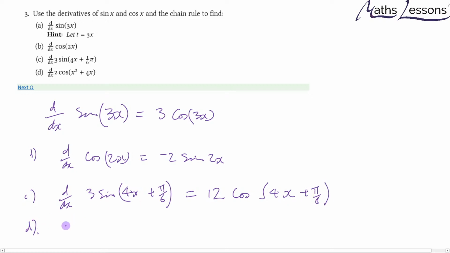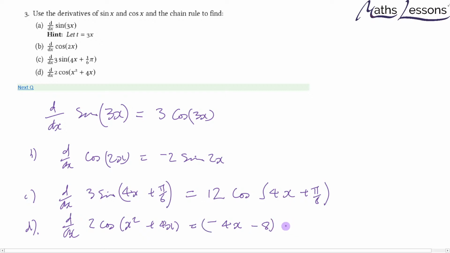D, we've got d dx of 2 cos of x squared plus 4x. So differentiate the inside, we get 2x plus 4 times by the 2. Cos goes to minus sine, so we're going to get minus 2x squared. Differentiate that is 2x, so times by 2 is minus 4x. 4x goes to 4 times by 2 gives us another minus 8. Remember, we've got minus times all of that.